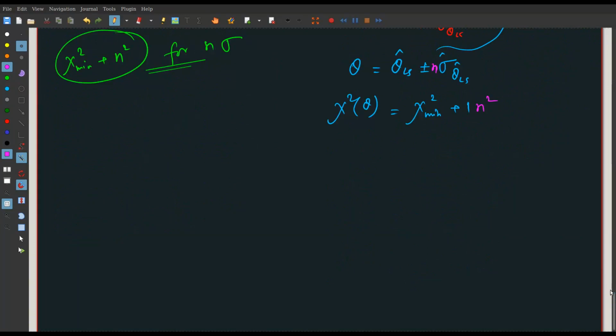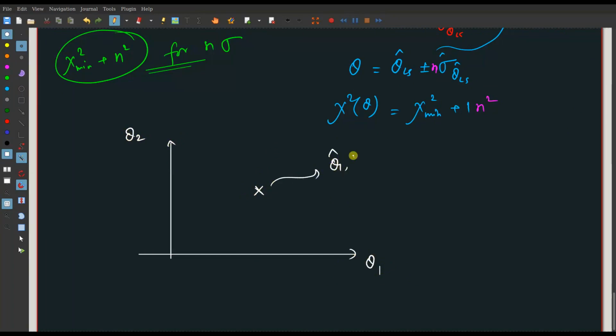All right. So now it's quite obvious for a multiple variable fit. Instead of only theta, if you have theta 1 and theta 2, it's like a three-dimensional plot, and you will mark the point at which chi-square is minimum. So this is the point you mark with theta 1 hat and theta 2 hat LS. This is your best fit point from maximum likelihood analysis.